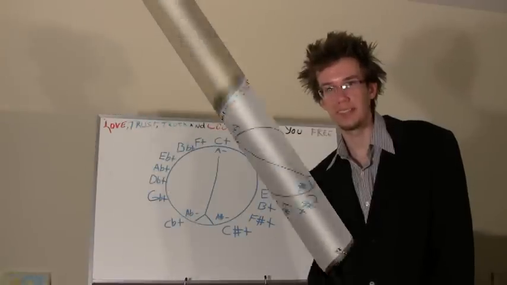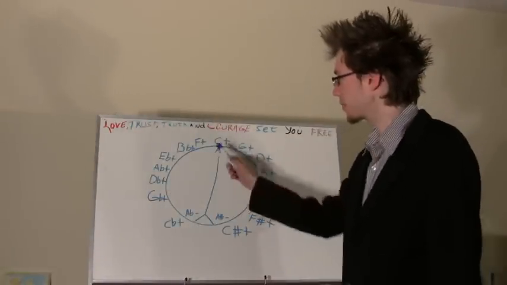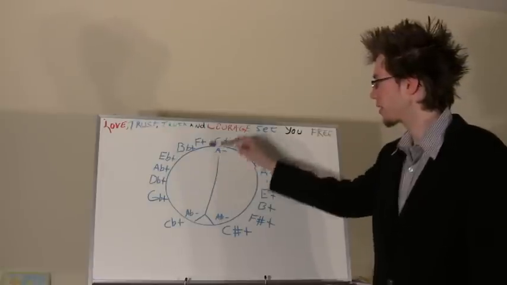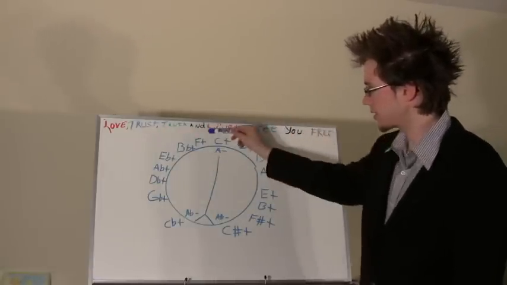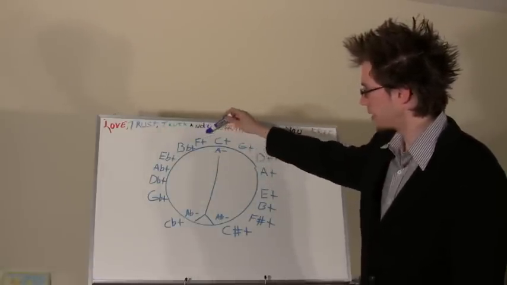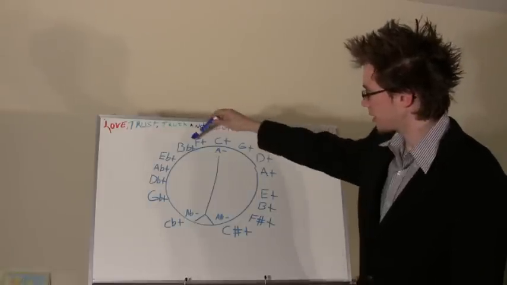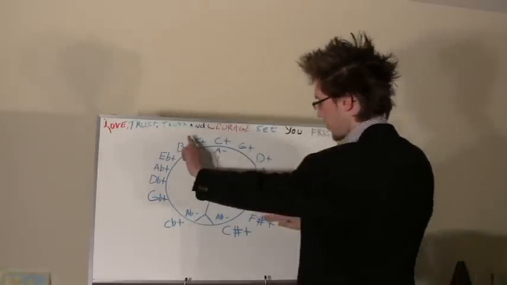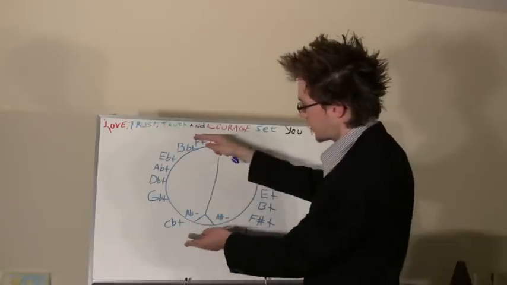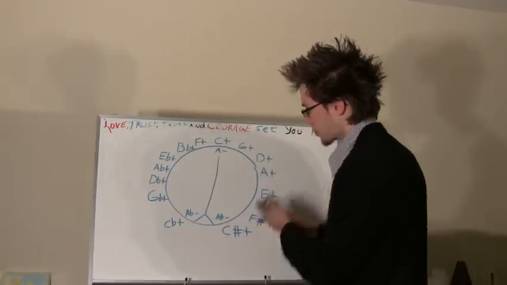Now I'll show you the next step. Now the next step. This is completing the flat side of the major scales. So we completed the sharp side, and this is the flat side too, but it's really easy this way. So see how there's no flats in the name? Now these are all flats and these are sharps.